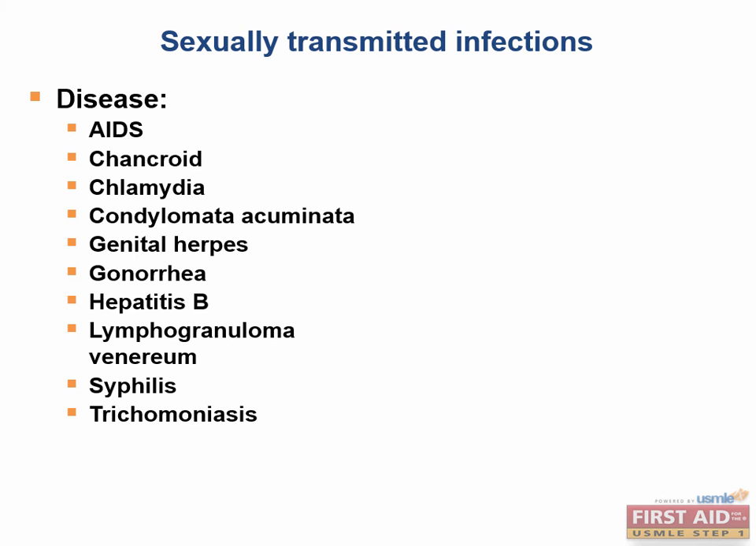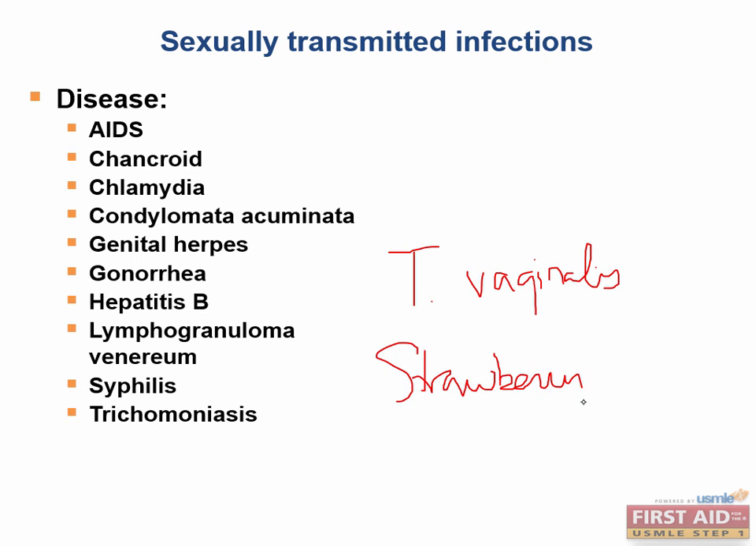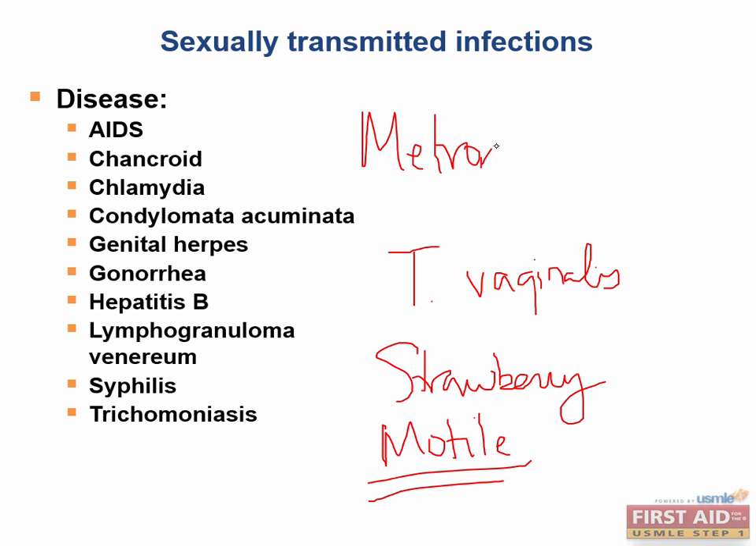trichomoniasis is caused by the protozoan Trichomonas vaginalis. Trichomoniasis presents with vaginitis and a strawberry cervix. On wet prep, we will see motile protozoa, an important finding. Do you remember the first-line treatment for a patient with trichomoniasis? We would treat them with metronidazole.